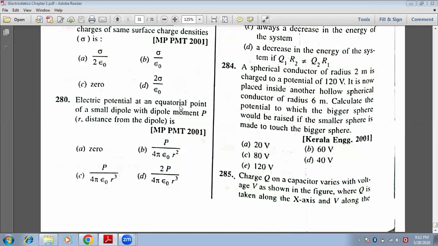Electric potential at an equatorial point of a small dipole with dipole moment P, r distance from the dipole is option A 0, option B P upon 4 pi epsilon naught r square, option C P upon 4 pi epsilon naught r cube, option D 2P upon 4 pi epsilon naught r cube. Correct answer, option A 0.